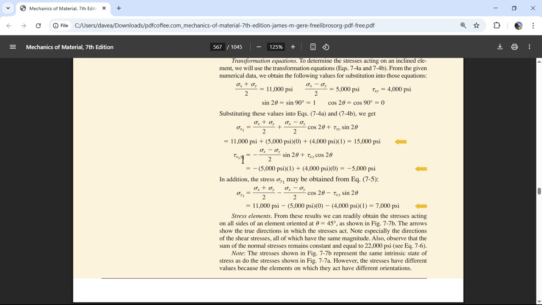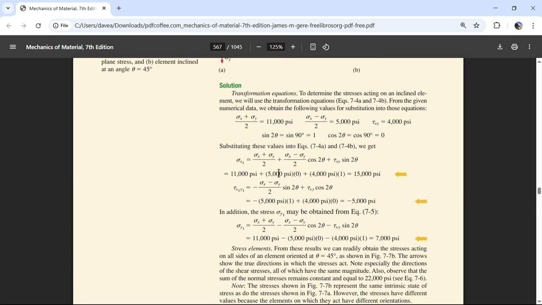But anyway, the other one is tau x1 y1, which is going to be this equation. So what do we have? We have this difference right here, so we have a negative 5,000. Sine 2 theta is 1, but the cosine 2 part is 0. So we just have negative 5,000. And that's going to be our shear.